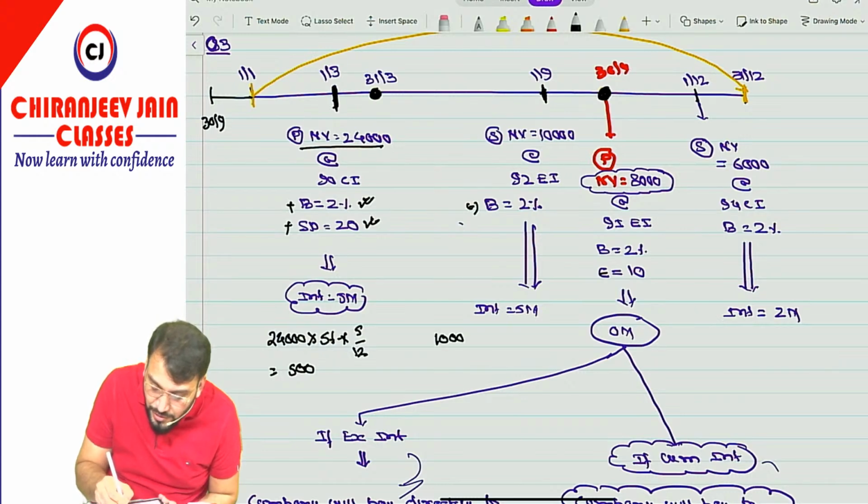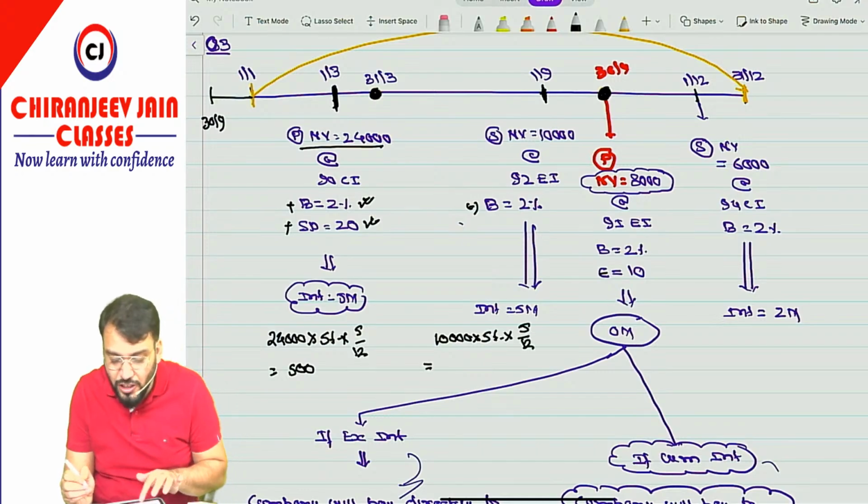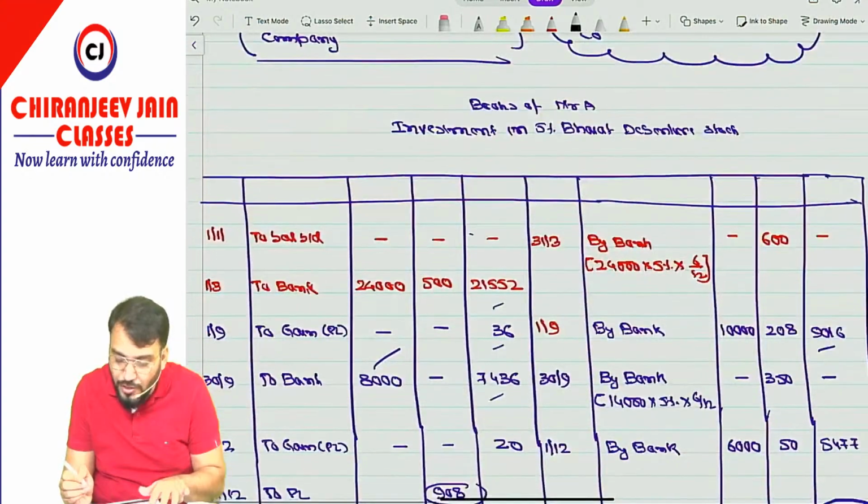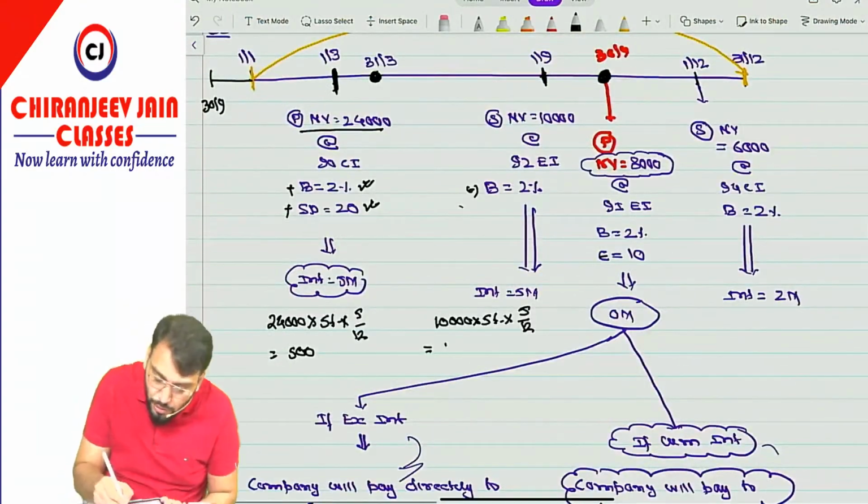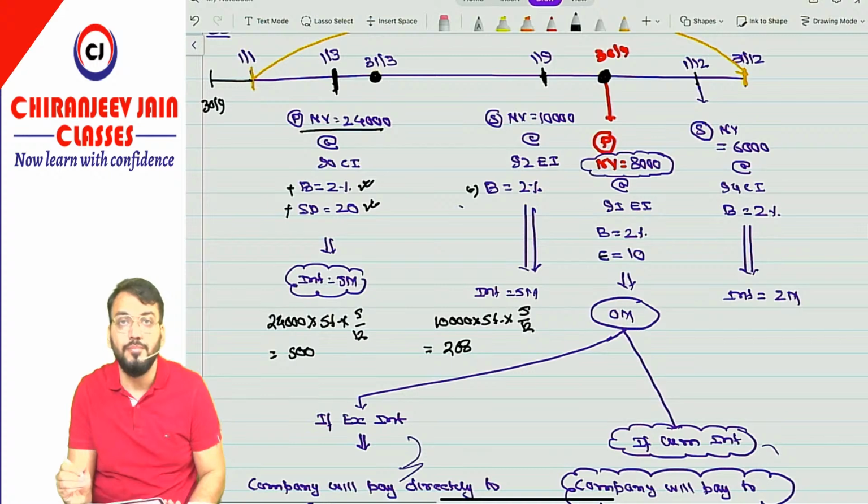So we'll do 10,000 into what? 5% into what? 5 by 12. This amount will come how much? Check it. So this amount will be how much? 208. So 208 interest will be received.